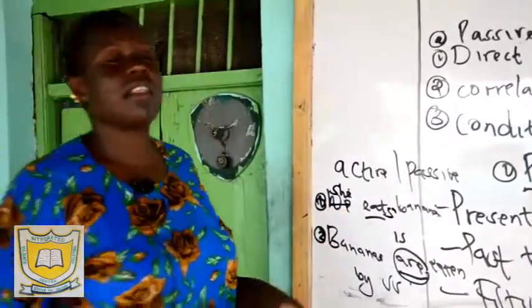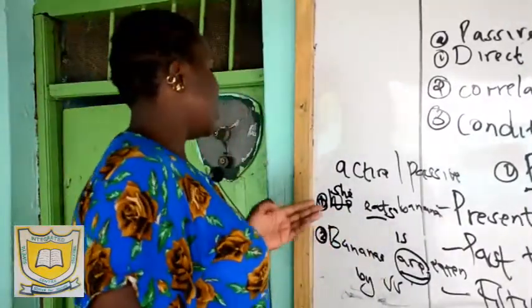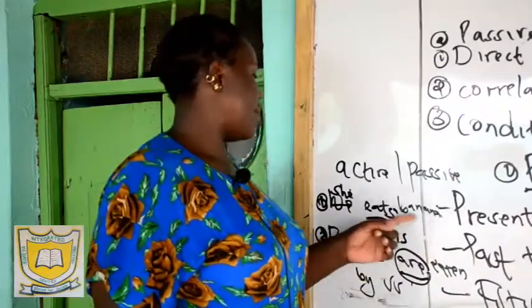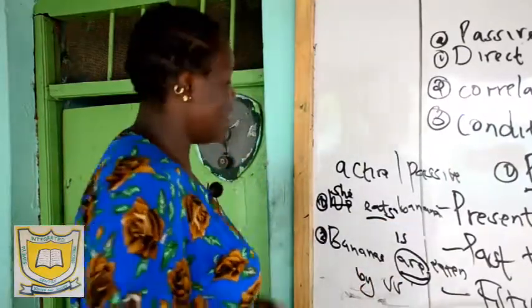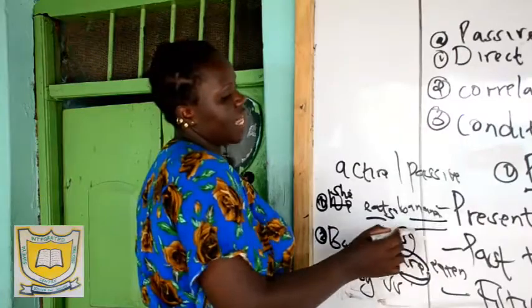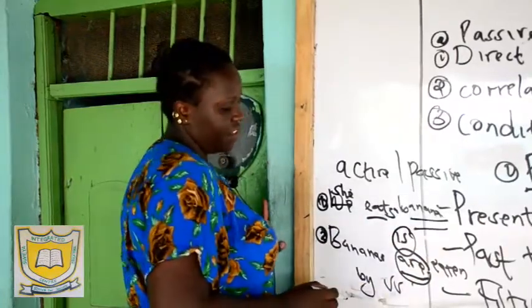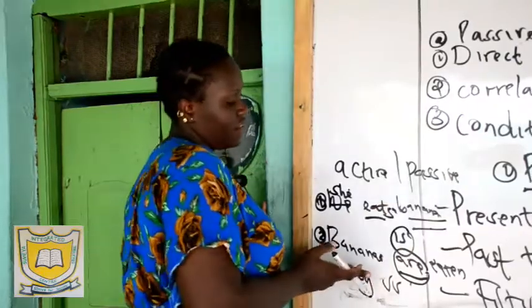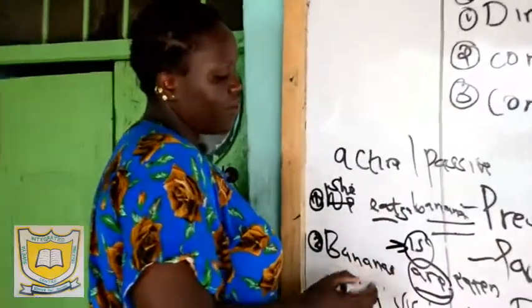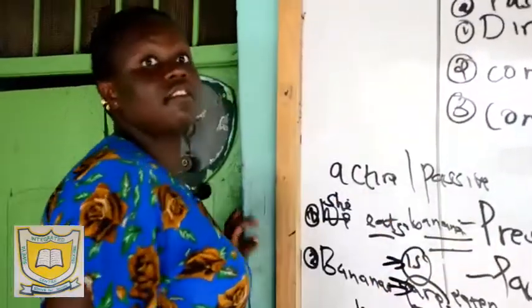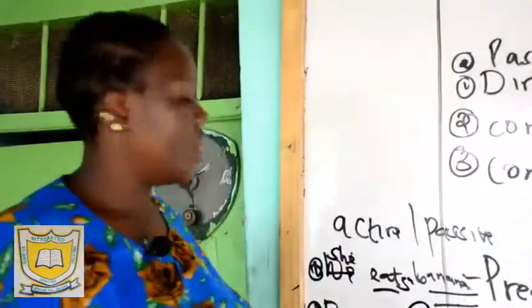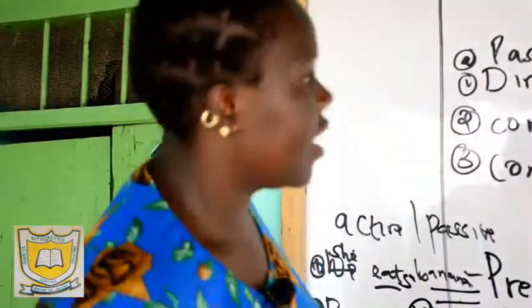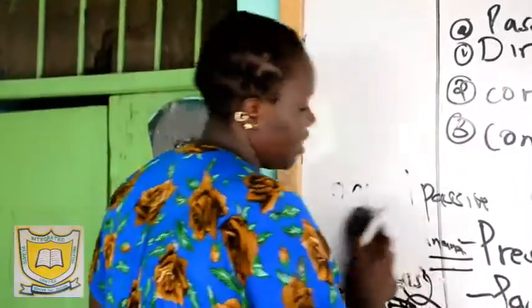She is the third person singular. It is the present tense. You are going to say, a banana is eaten. Why? Because this banana is in the present tense, and because this banana is singular. Once the receiver of the action, the object, is in singular, it takes is. Once it is in plural, it takes what? It takes are.